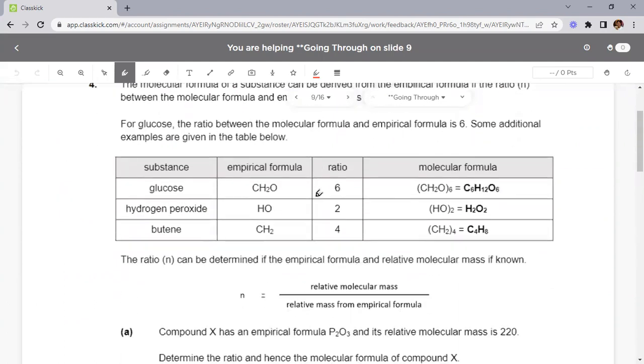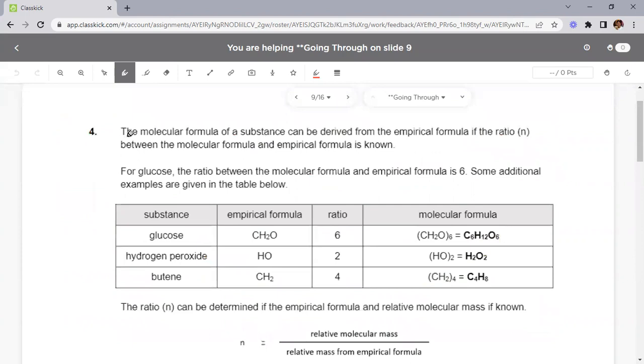Okay, slide 9. Now, other than the empirical formula, we're going to do this. The empirical formula itself is the simplest ratio. It really doesn't tell you what the compound itself is. I say again, the empirical formula doesn't really tell you what that compound exactly is. But what we're going to do is learn how to derive it.